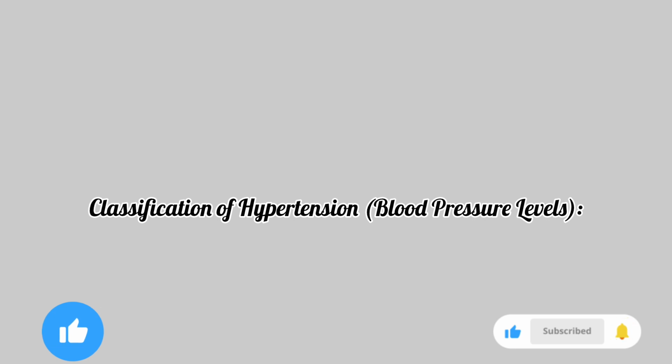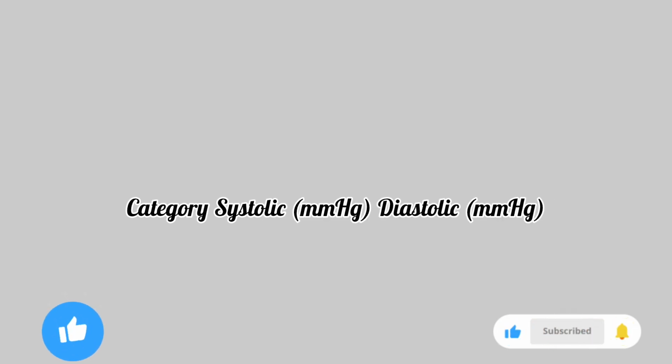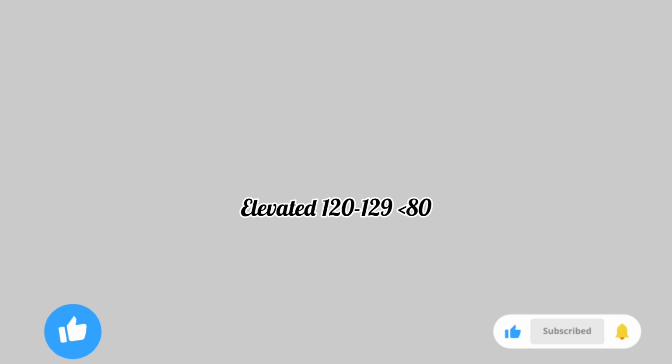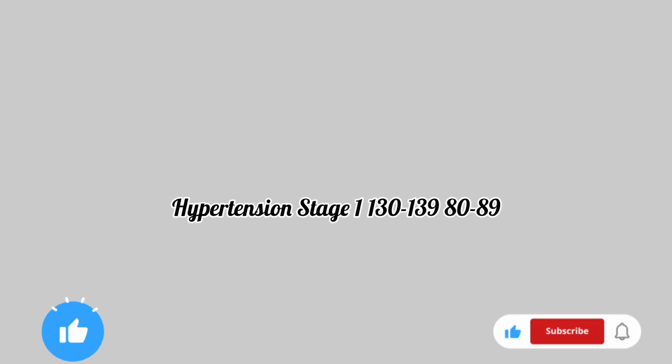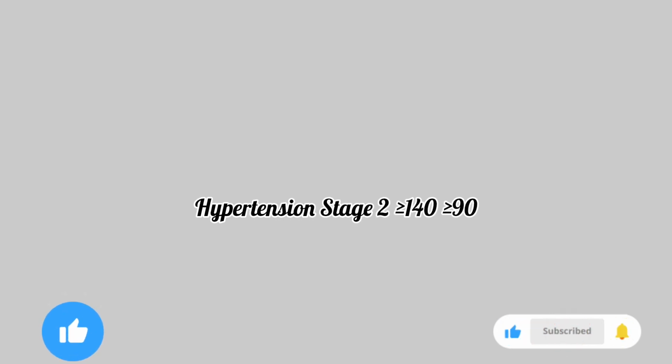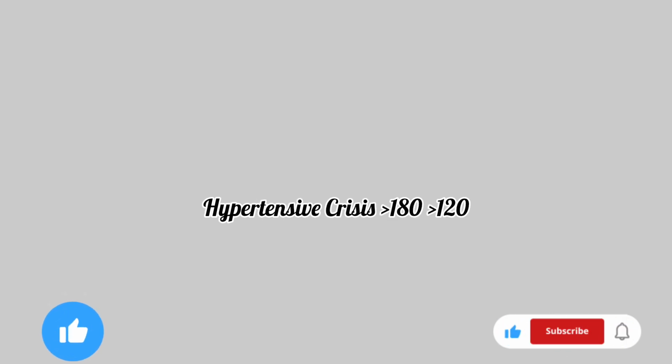Classification of hypertension: blood pressure levels. Category: systolic mmHg, diastolic mmHg. Normal: less than 120/80. Elevated: 120 to 129 / less than 80. Hypertension stage 1: 130 to 139 / 80 to 89. Hypertension stage 2: 140 or higher / 90 or higher. Hypertensive crisis: over 180/120.